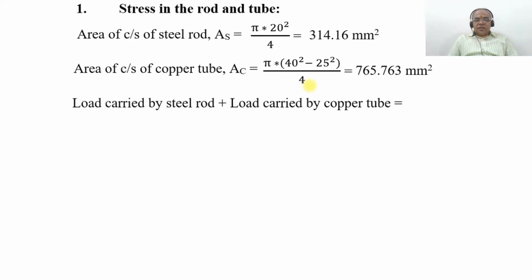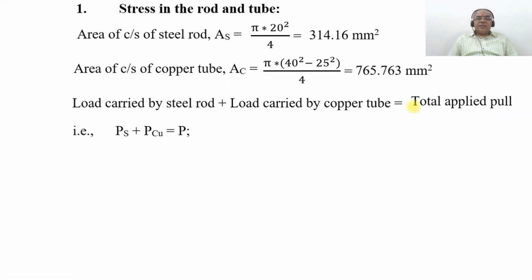Then we need to take the load. The total load coming on the bar is 50 kilonewton. The load is shared by both the steel rod and the copper tube. Therefore, the load carried by the steel rod plus the load carried by the copper tube will be equal to the total applied pull. So PS plus PC is equal to the total applied pull, capital P.